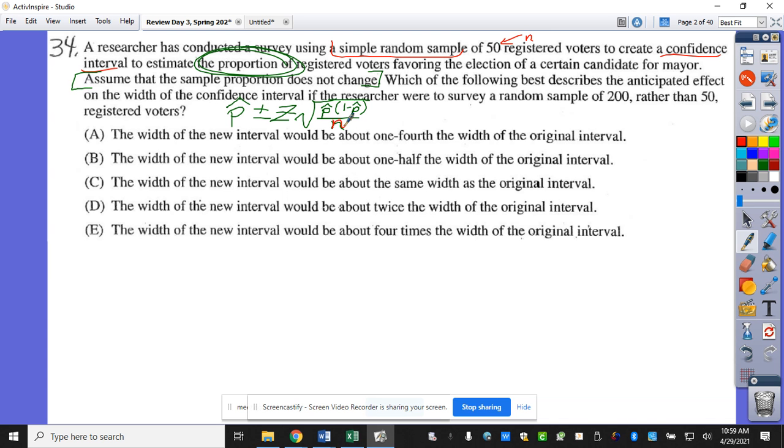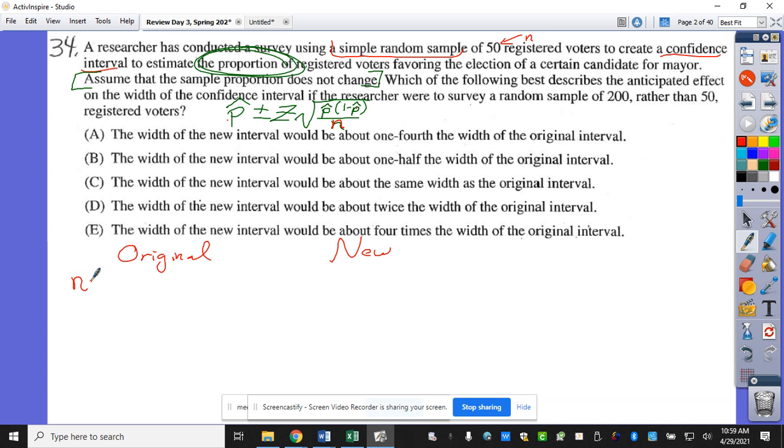It says, what if we were to survey 200 instead of 50? So that's the only thing that changes. So the reason it said assume the sample proportion does not change is that means, hey, don't worry about this, don't worry about this, don't worry about this, our z is not going to change either. And that's the reason it said that. So I've got my original and my new.